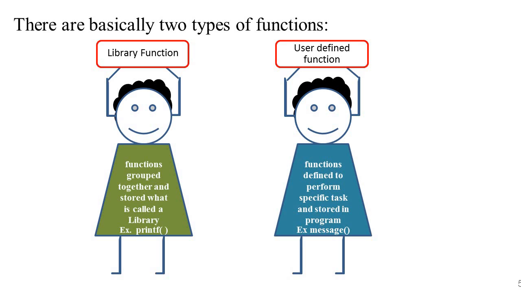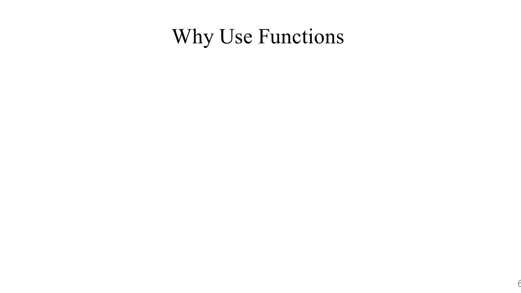In library functions you don't need to worry about the definition of it. You just need to call that particular function. Whereas in user defined function you have to define it, you have to structure it, and you can modify it as per your requirement. In library function you cannot modify it because it's not your own property, whereas user defined is your property, so you can modify it as per your requirement.